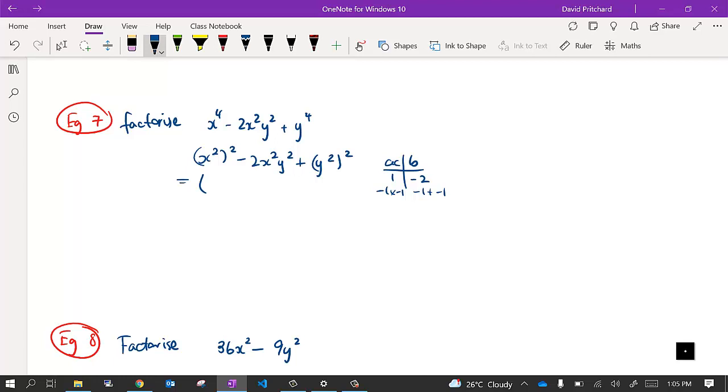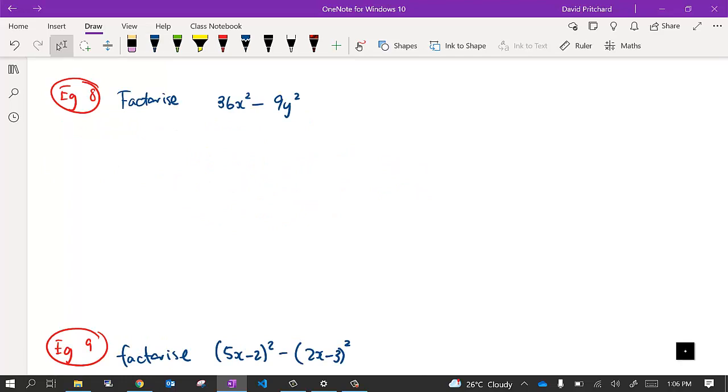And of course our values are x squared and y squared. Then we've got x squared take y squared, and x squared take y squared again. So we're left with x squared take y squared, squared. So if you go right back up to the start, you should be able to see that that's that perfect square scenario, almost at a squared plus 2ab plus b squared.